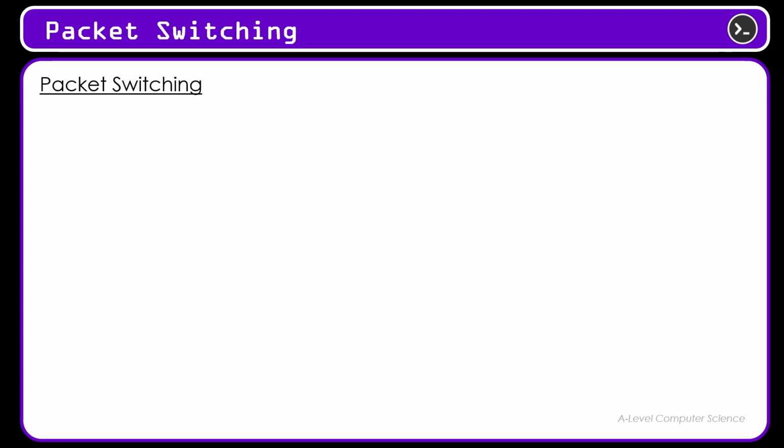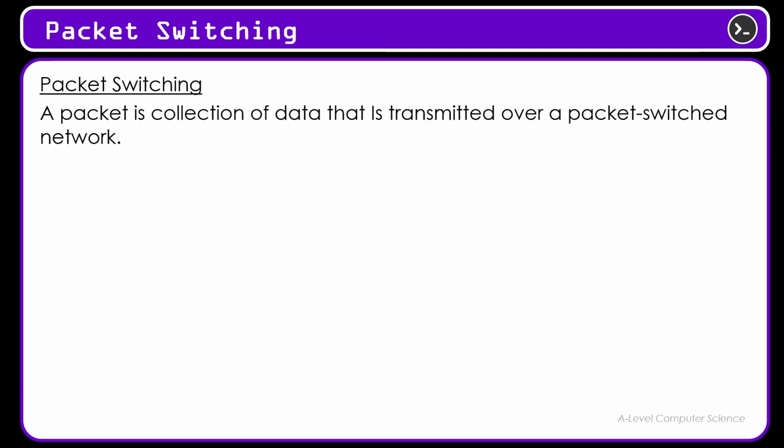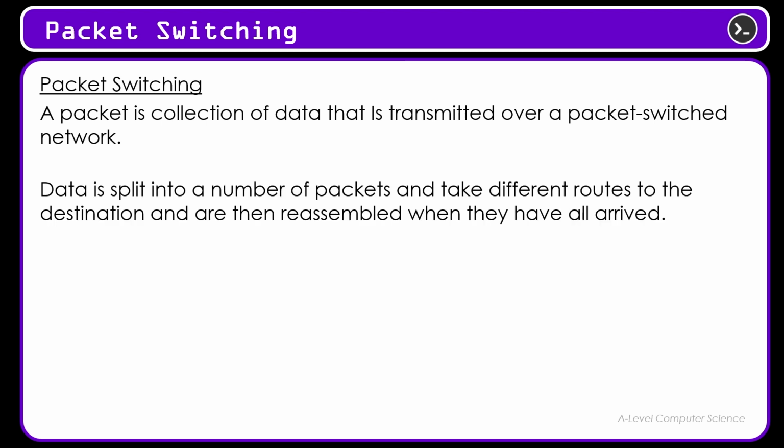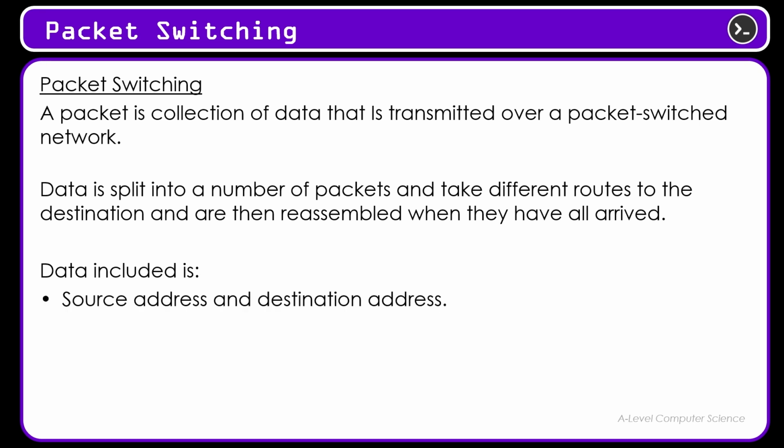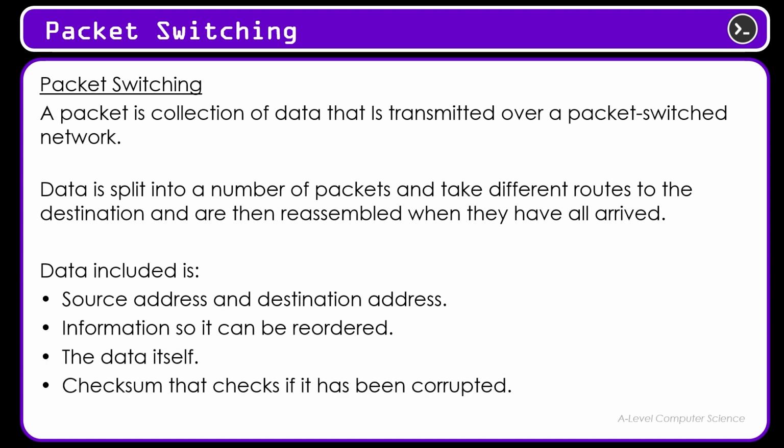Packet switching. This is where a packet is a collection of data that's transmitted over a packet switched network. Data is split into a number of packets and will take different routes to the destination, and then it's reassembled when they've all arrived. The data that's included in a packet is the source address and destination address information so that it can be put back into order, the data itself, and a checksum to check if it's been corrupted or if it's still original.